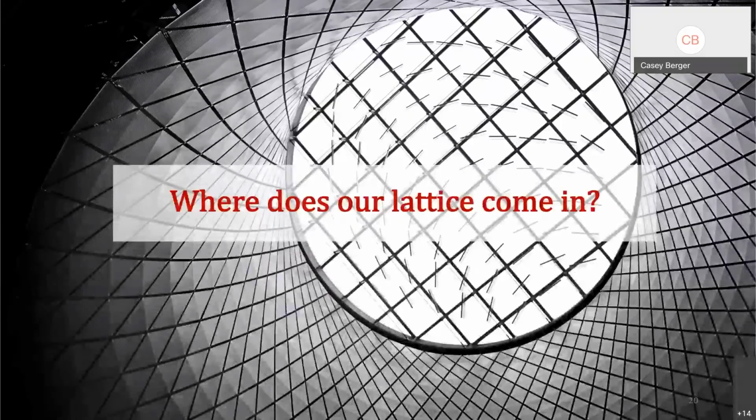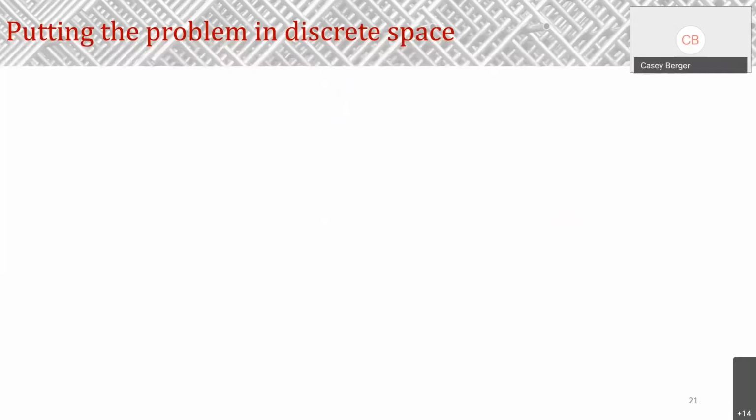Okay, so I mentioned that this was involving lattice field theory, but the process that I've described so far sounds a lot like a continuum process. So we can actually discretize it and put it on a lattice and solve it that way. So what does this actually look like on a computer?